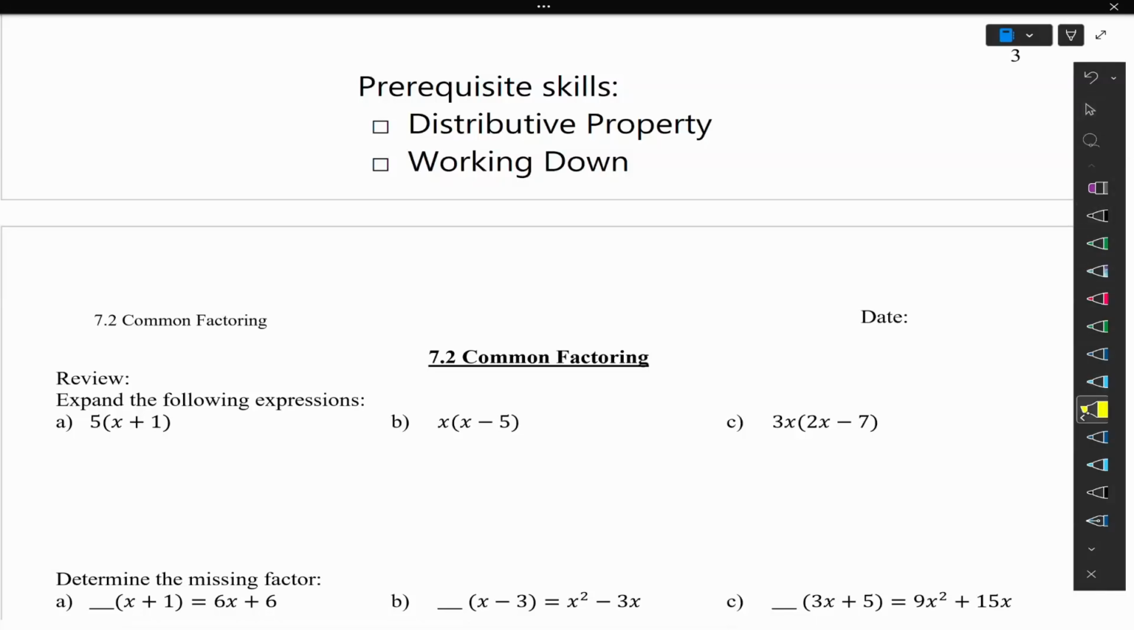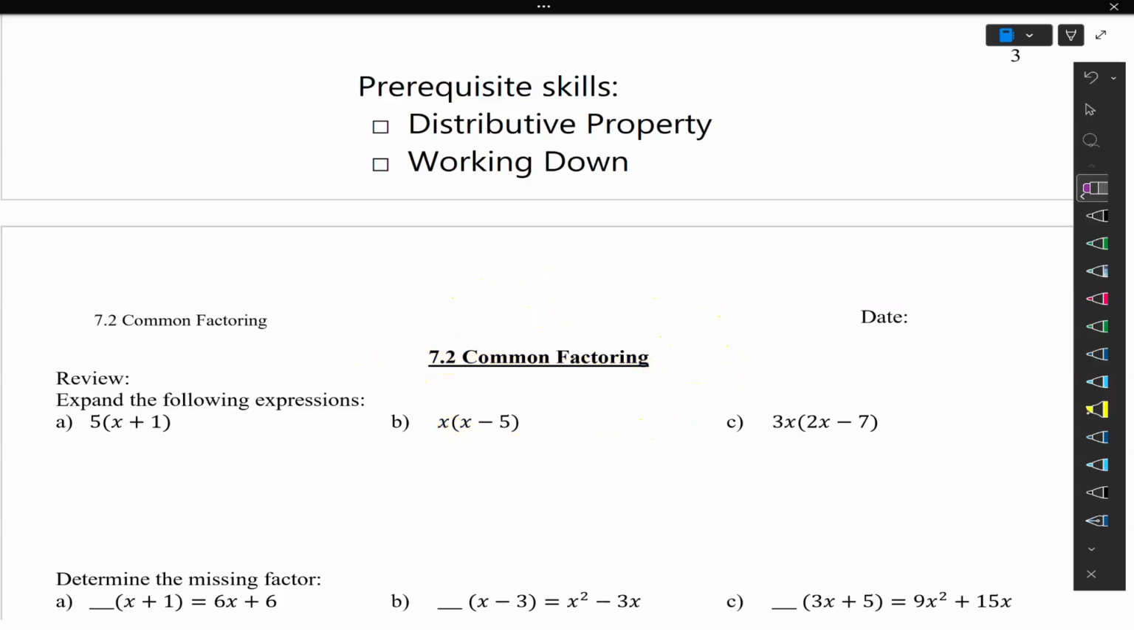Alrighty, today we are looking to explore our common factoring skills with our polynomial expressions. This video is suitable if you are in grade 10 looking to expand your algebra skills, or in grade 11 looking to review some of your factoring skills. This common factoring is typically the most basic factoring skill that you will work with.